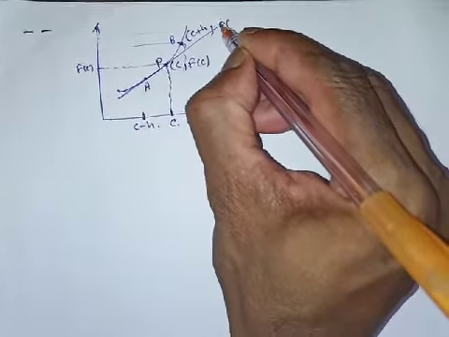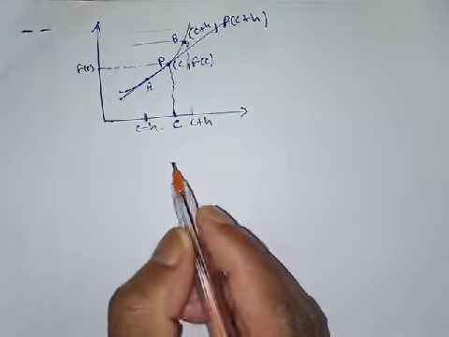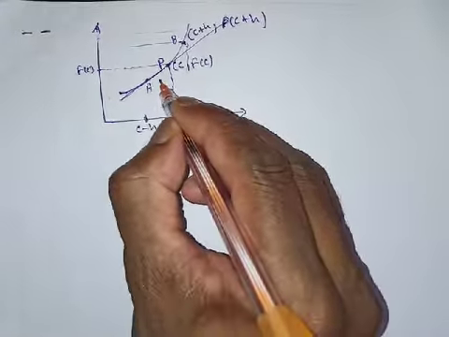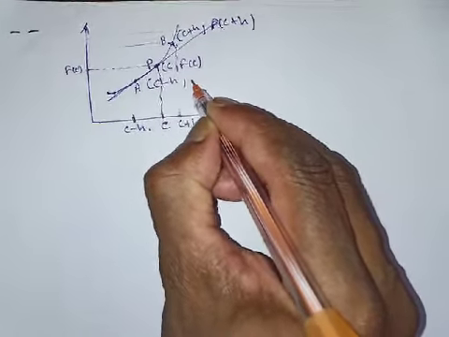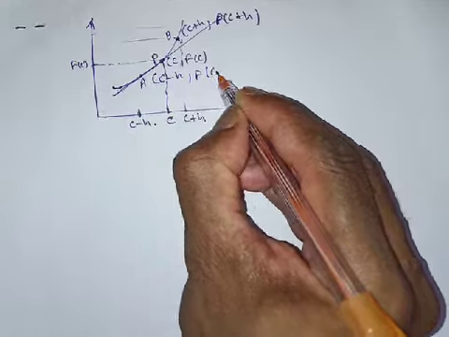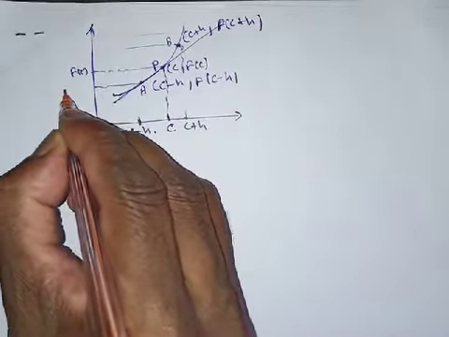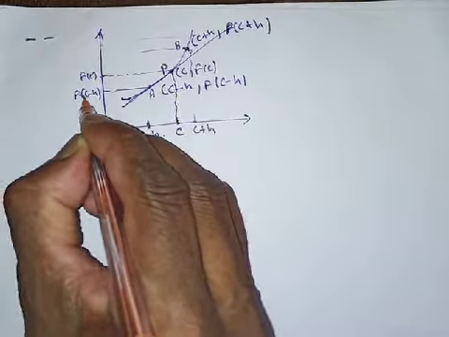F of C plus h. Okay, what will be the coordinate of A? C minus h, comma, f of C minus h, because this point will be f of C minus h, which is equal to y.